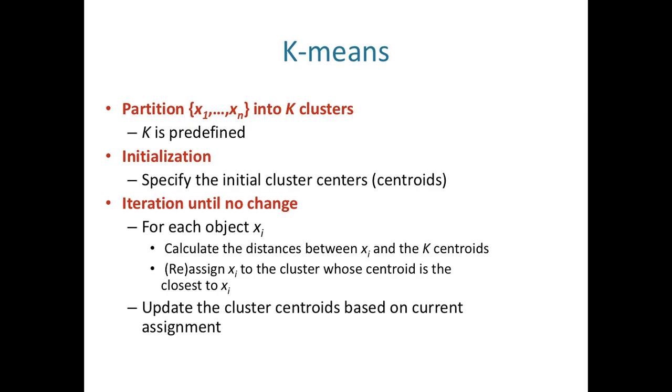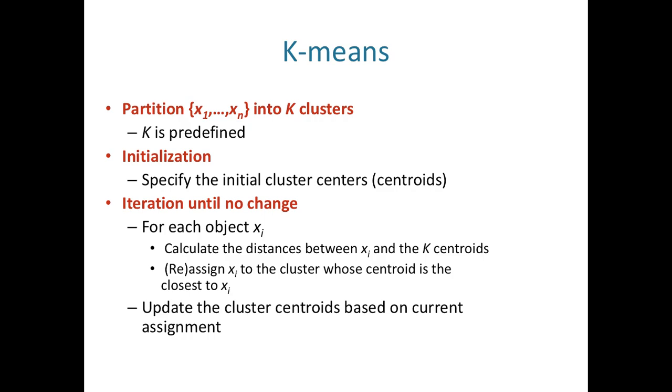Once we have selected the number of clusters that we want to identify, the initialization process just specifies the initial cluster centers. These do not need to be points in the dataset. We'll see another partitional method that requires the centers to always be points in the dataset. K-means does not require centers to be points of the dataset. It can just be an average, as we'll see in a moment.